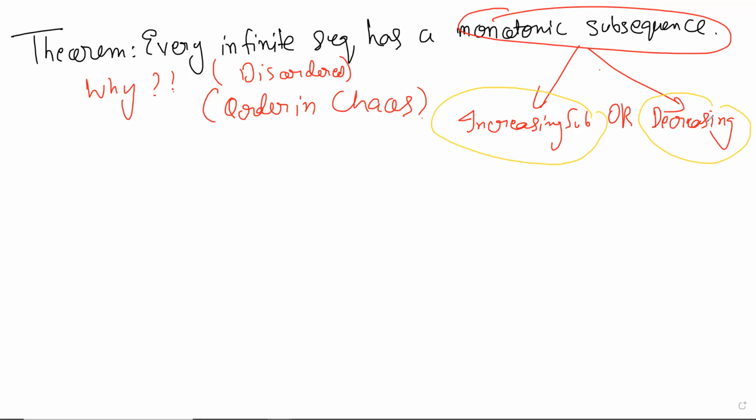So if you're seeking chaos in the increasing part, then there is an order in the decreasing part. And if you're seeking chaos in the decreasing part, then there will be an order in the increasing part. Why? Because if you're seeking infinite chaos, meaning that you go infinitely long, but still you'll never find a part, just a part even, that keeps on increasing, right?